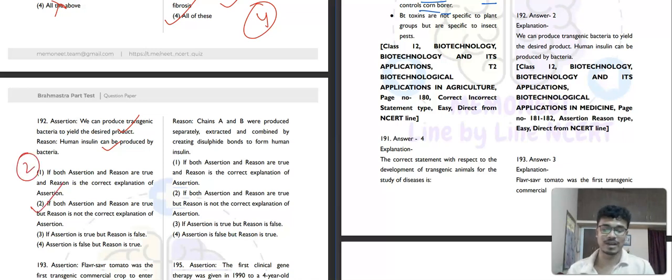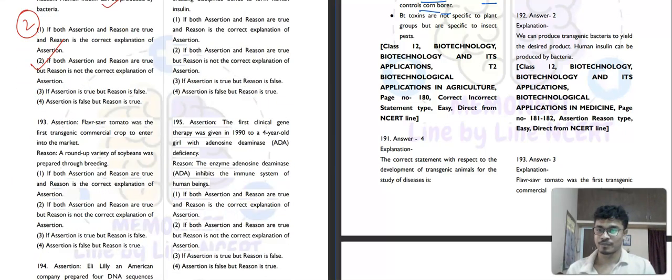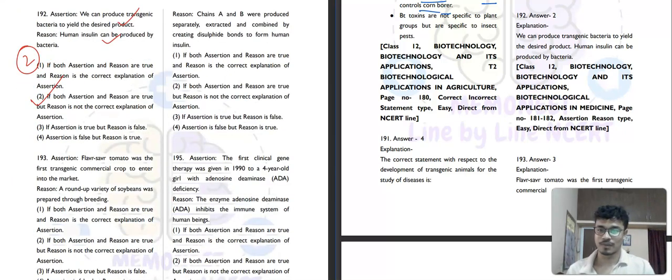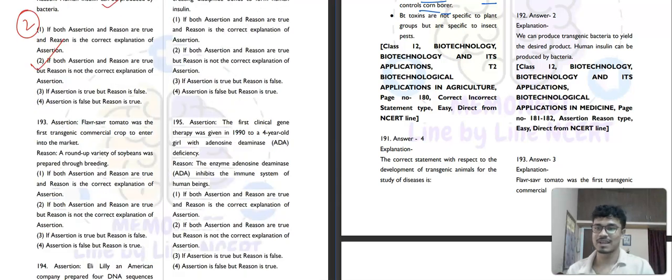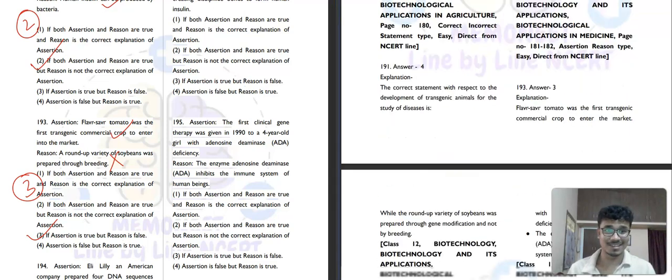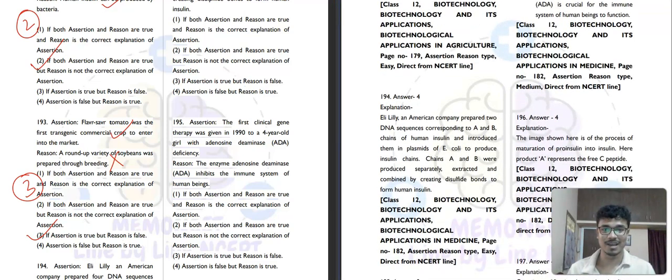Then question number 193. It is saying that Flavr Savr tomato was the first transgenic commercial crop to enter the market, correct? A Roundup Ready variety of soybean was prepared through breeding, no. So, third option is our correct answer. Simple. If you get both correct, then it gets confusing. If you get one of them incorrect, then obviously it could be either 3 or 4.